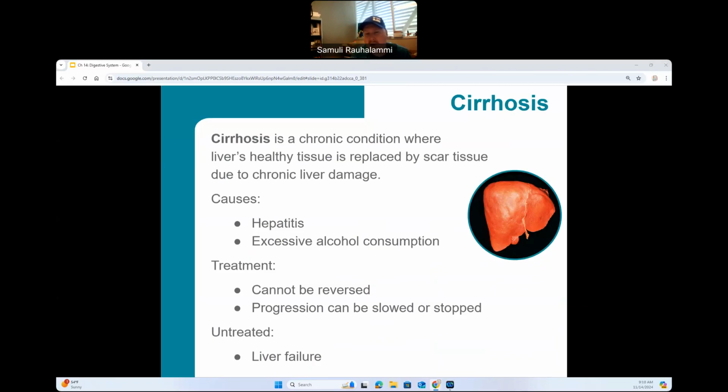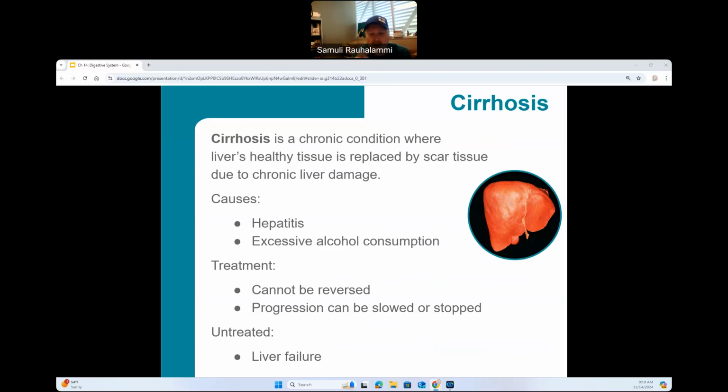Let's think of symptoms first. The symptoms are fatigue, loss of energy, weight loss, nausea, belly pain, fluid buildup in the legs or abdomen, yellowing of the skin or eye whites, easy bruising, abnormal bleeding, confusion, drinking problems, or pale or clay-colored stools.